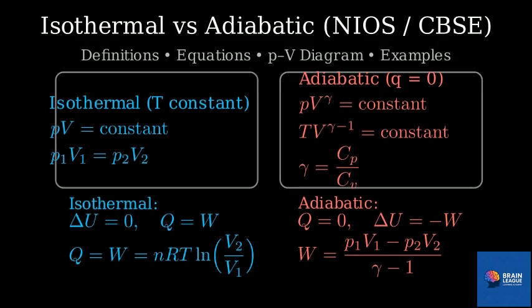For adiabatic processes, Q equals 0 by definition, so all energy change shows up in internal energy. Delta U equals negative W, and the work is W equals [P1V1 minus P2V2], divided by gamma minus 1.